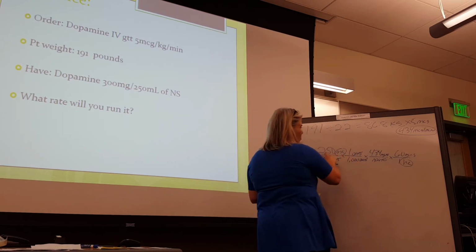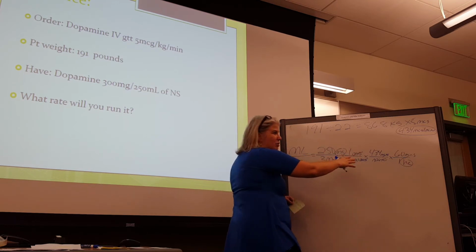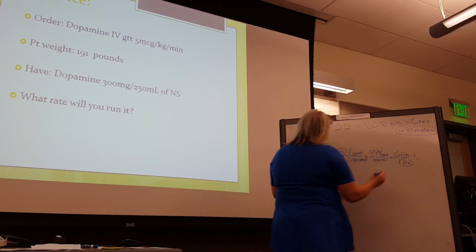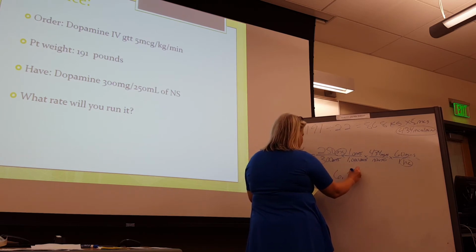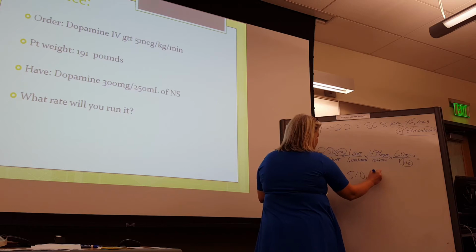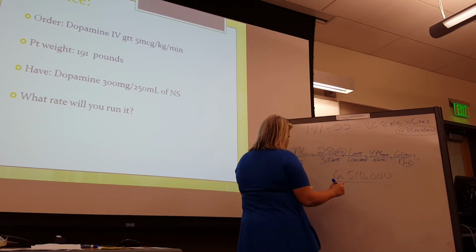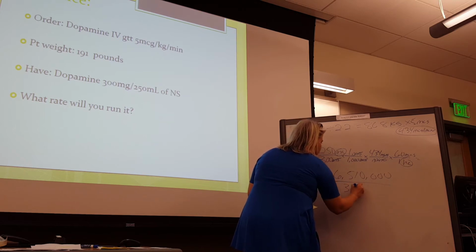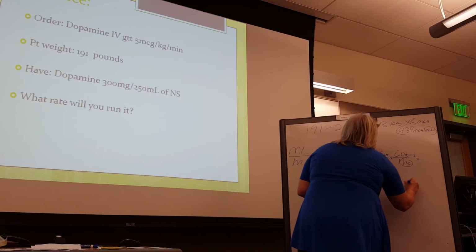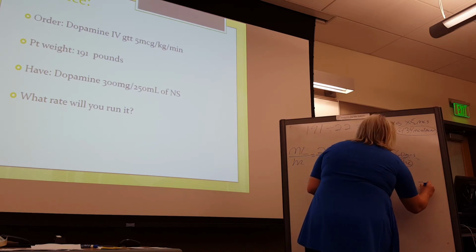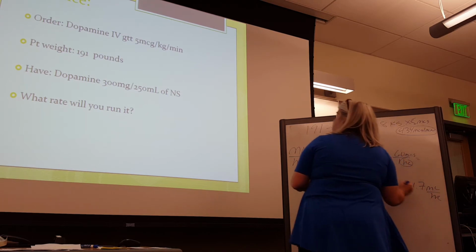So when you multiply across, you can certainly reduce, that makes your math easier, but let's say we multiply all the way across, we get 6,510,000. And then divided by, multiply that across 300,000, and you come up with 21.7 milliliters per hour is the correct answer.